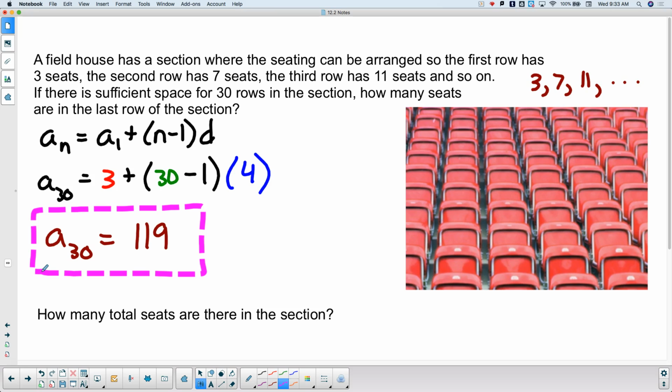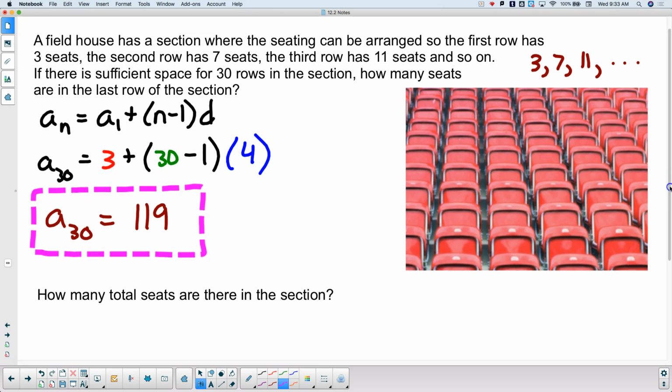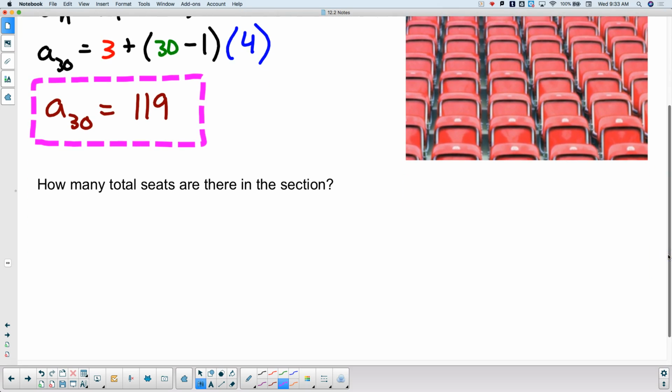So would you do summation to figure out how many seats are total? Now to figure out the total, we would need the sum of all the seats in all the 30 rows, right? Okay. So what do I need for that? How many rows are there? 30. What else do I need? How many are in the first row? 3. And how many are in the last row? 119.